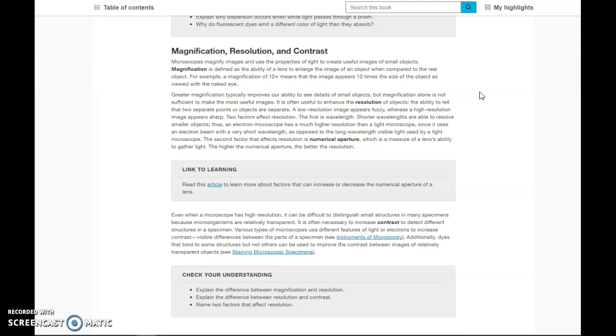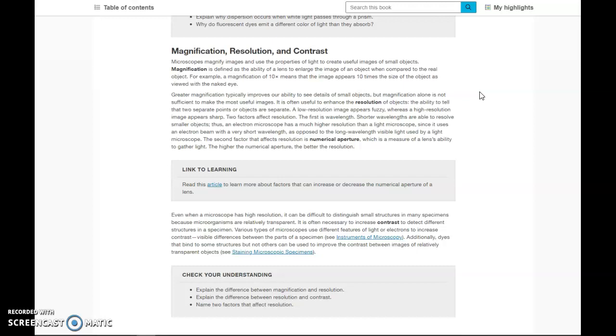Aperture is the ability of the lens to capture light. Remember, this all comes back to light. And if we have a lens that can capture light a little bit better, then it's going to improve the aperture, which is going to improve resolution. And then the third thing that we consider is contrast.